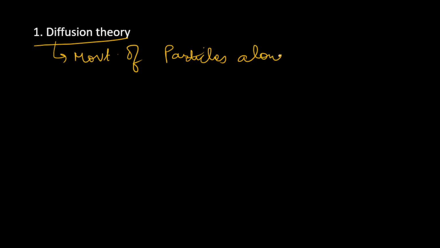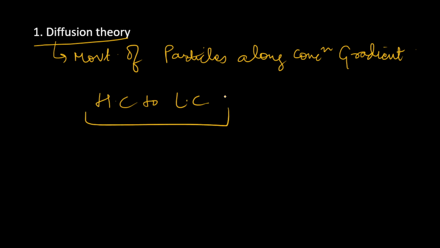So first one we have is diffusion theory. What is diffusion? That is movement of particles along the concentration gradient. So what happens here? Ions move from high concentration to low concentration. Simply, high concentration to low concentration.